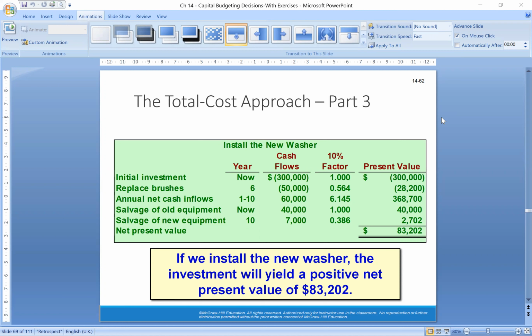Salvage of the new equipment will be received at the end of year 10. So after the 10 years, I will receive 7,000. The present value will be 2,702. So the net present value for the new machine, or the new project, will be 83,202. This is the net present value of the new machine.